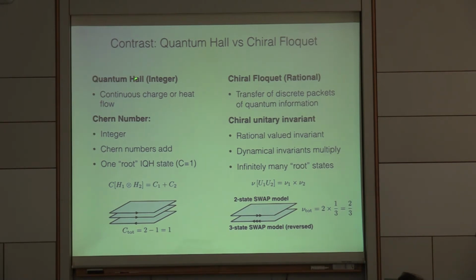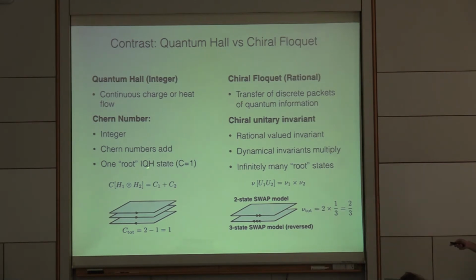So first is that the Hall conductance basically talks about the continuous flow of charge and heat around the boundary of your sample. Whereas in this chiral Floquet phase, you have a transfer at the edge of discrete packets of quantum information. Right? So it's discrete versus continuous in some sense. The other thing is that there's a very different structure of the topological invariants governing them. So for example, the Chern number is an integer, right? And if I take 2 quantum Hall states and just layer them on top of each other, the Hall conductance just adds, right?